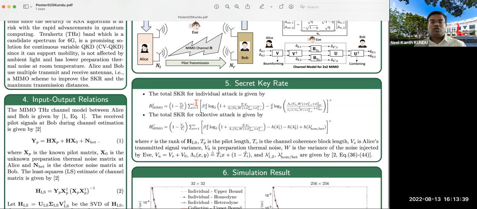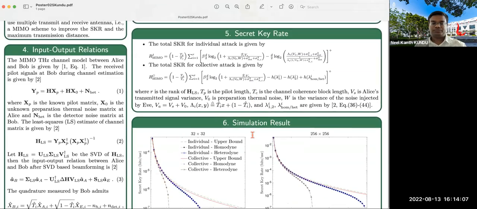Here R is the rank of the MIMO channel H, which gives the multiplexing gain of the MIMO scheme as compared to single input, single output scheme. Moreover, the channel transmittance of each of these parallel SISO channels is increased due to the coherent beamforming and combining used by Alice and Bob. Therefore, this gives a power gain which increases the secret key rate of the total system as compared to the baseline single input, single output system.